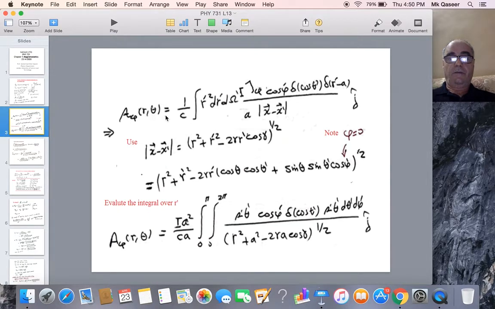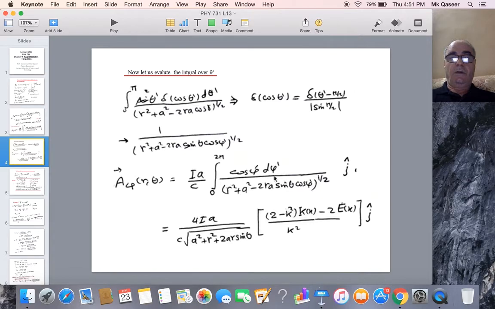Now we have A phi, which is given by this expression, which is in the direction of j. We will use for the numerator x minus x prime this expression, where cosine gamma is the angle between the field point and the source point, which is given by this. Note here, it should be cosine of phi minus phi prime, but we already take phi equal to 0, so we are left with this expression. This is to the power 1/2. We substitute in this equation and carry the integration over r prime. We reach this expression.